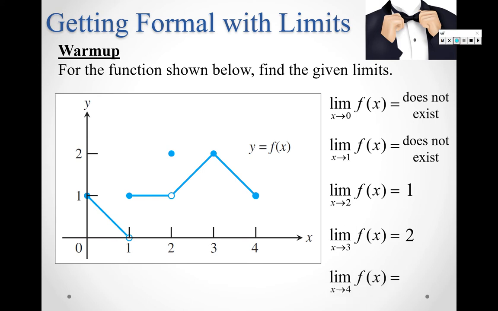Oh, one more. Limit as x approaches 4. It's heading towards 1. No, it's not. Well, it is heading towards 1. If this said limit as x approaches 4 from negative, then I could say from negative, it's heading towards 1. But it's not heading towards anything over here. It's worse. There's nothing even out there. How can it head towards something when there's nothing out there? So this doesn't exist here.